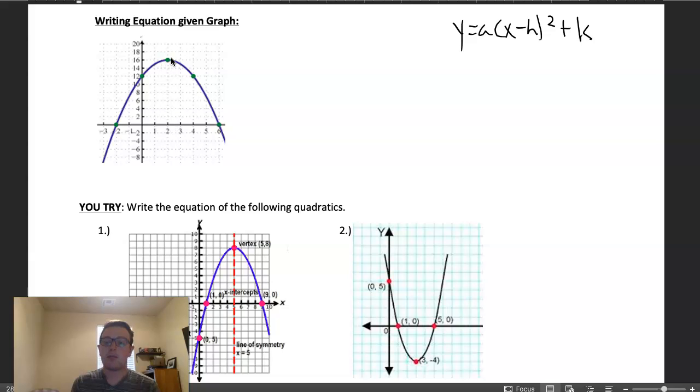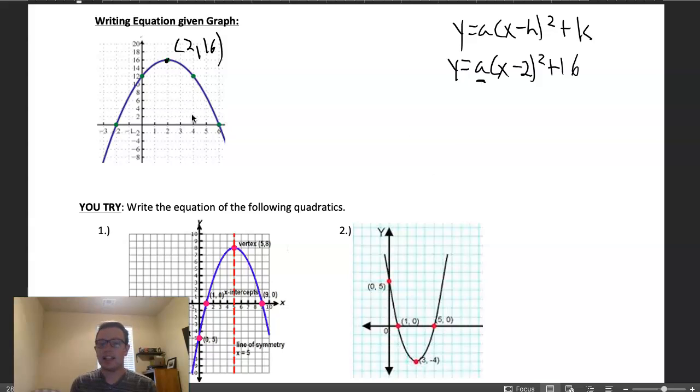Our vertex, our maximum point here, looks to be all the way up there. So we're going to go, that's 2, 16. Meaning that this equation will become y is equal to a times (x minus 2) squared plus 16. And now the only variable we have that we don't want in there is a. How are we going to solve for a?